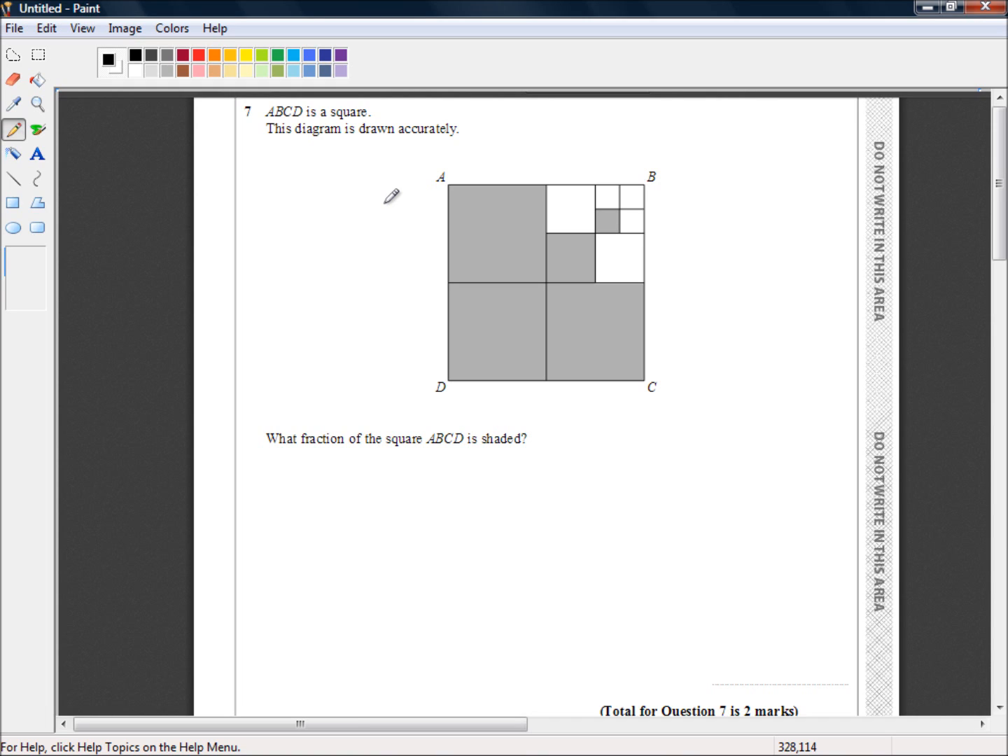This is the second paper in the foundation tier entitled 1MA1/2F. It is a calculator paper and we're picking up in question 7.